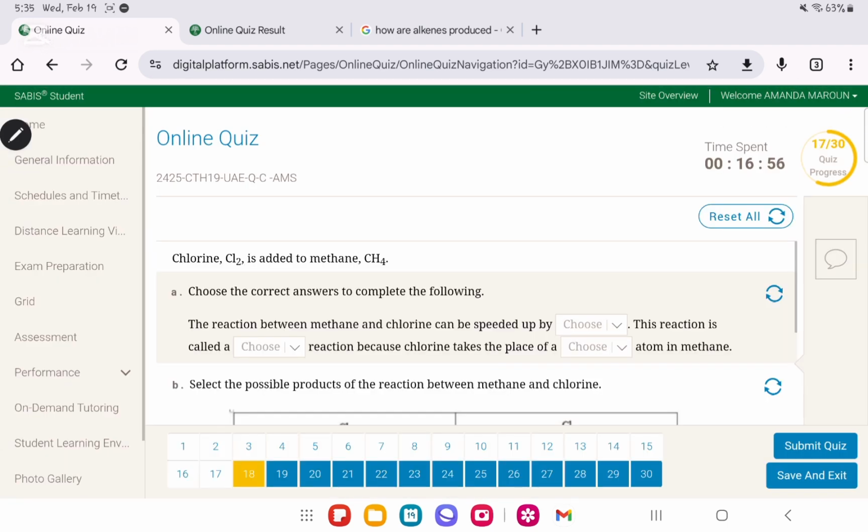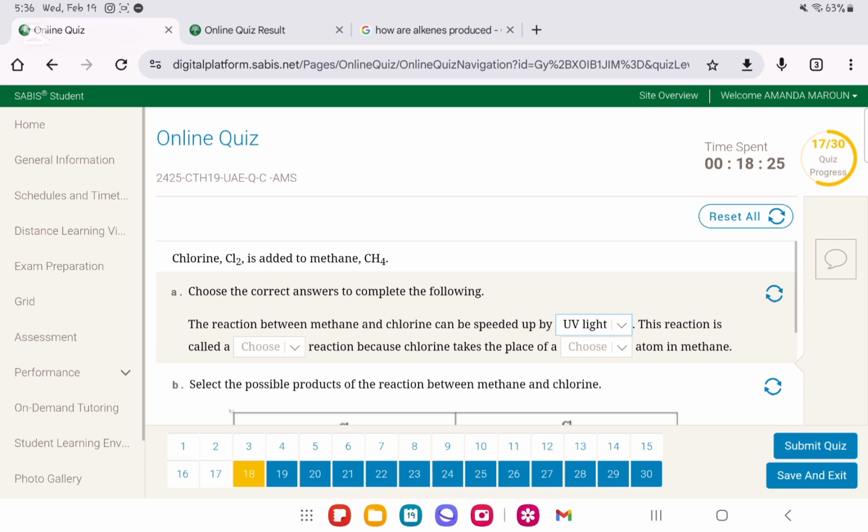We go to question number 18. So chlorine Cl2 is added to methane CH4. Okay, so the chlorine Cl2 is added to methane CH4. Now what happens? The reaction between methane and chlorine can be speeded up by UV light. Remember that alkanes, their reaction can be speeded up using light, any type of light.